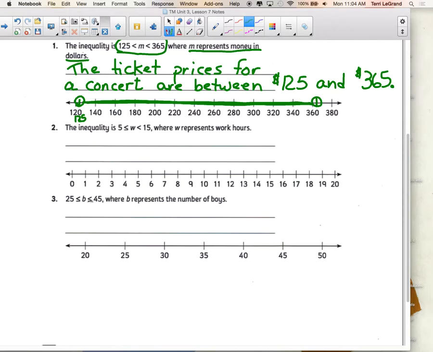Okay, so wording is really important in these, and when you're given the word statement already, you have to know what type of inequality symbol to use, and when to have that equal to part included, and when not to, okay? So, the next one, let's circle it again. The inequality is 5 is less than or equal to W, and W is less than 15, where W represents work hours. So our situation has to talk about somebody's hours at work.